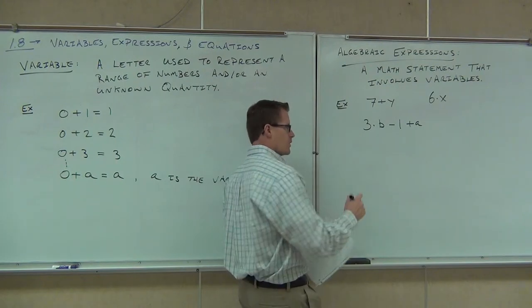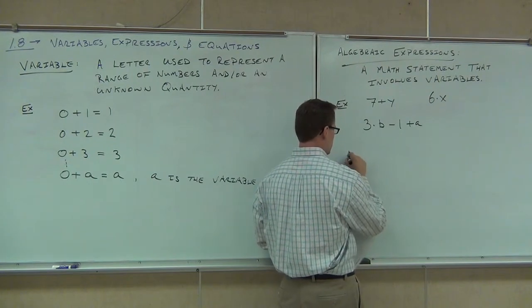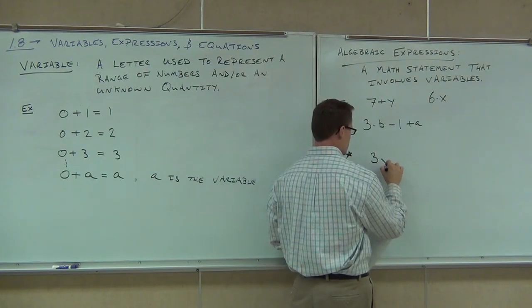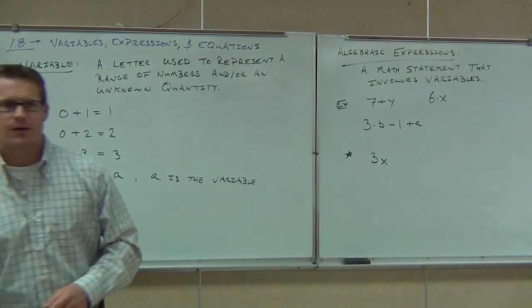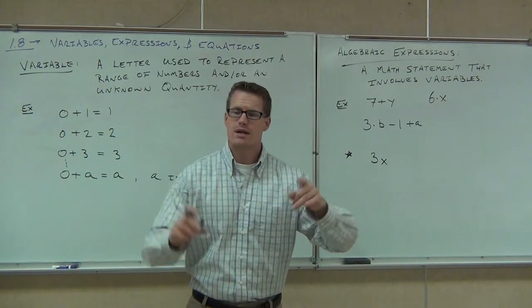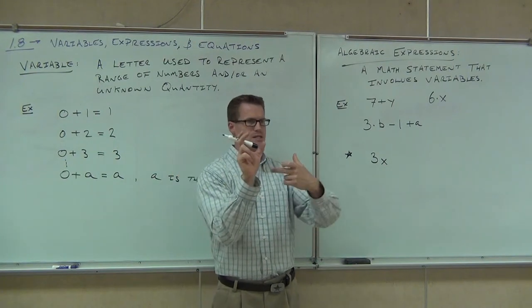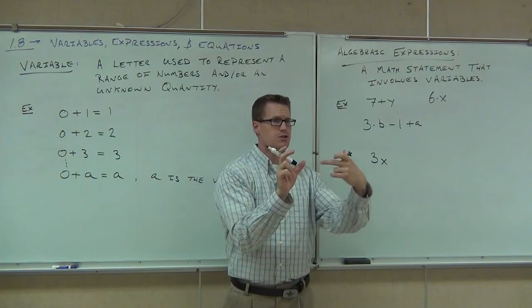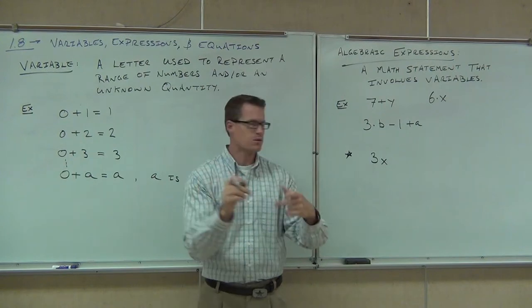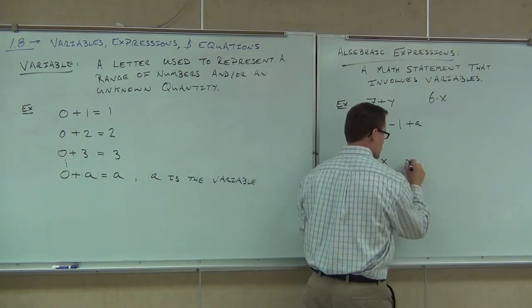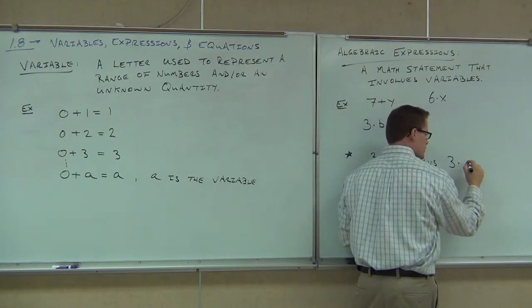We need to know what that actually means when I say 3x. 3 times x. Yeah, there's an operation there, and you're exactly right. Whenever you have a number next to a variable with nothing in between it, what it is implying is that you're going to multiply the 3 times whatever value you substitute into x. That's a multiplication problem right there. Nod your head if you're okay with that. Good, okay. So what 3x means is 3 times x.